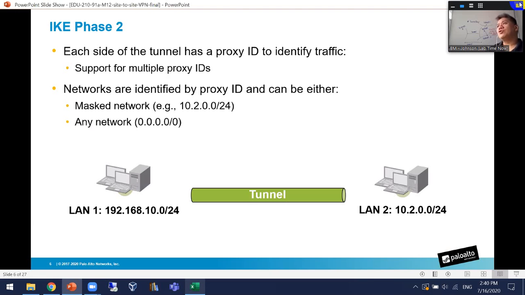Okay. Then once you generate the tunnel to the peer, the peer might have multiple tunnels. So if the peer has multiple tunnels, when the traffic comes in, the peer must be able to find out where the traffic comes from. So what we do is a proxy ID. Okay. The proxy ID is available on both sides. You can have a proxy ID with every single tunnel. You can have multiple proxy IDs if you want to also. Okay. So the network identified by the proxy ID can be either a masked network or any network, which is 0.0.0.0. Okay.